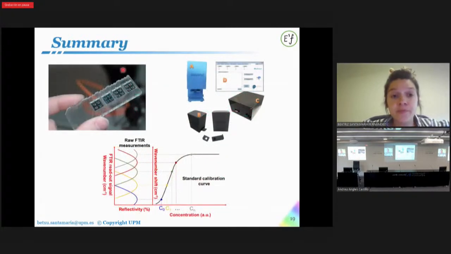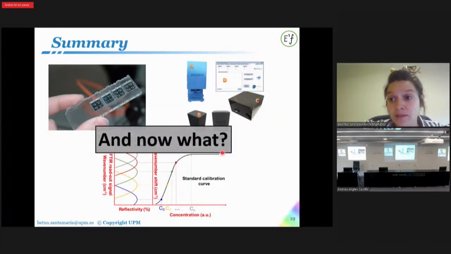So as I said, we can fabricate our sensors, and we have developed our point of care devices, and so we transform this kind of signal into a signal that is very understandable by the doctors.